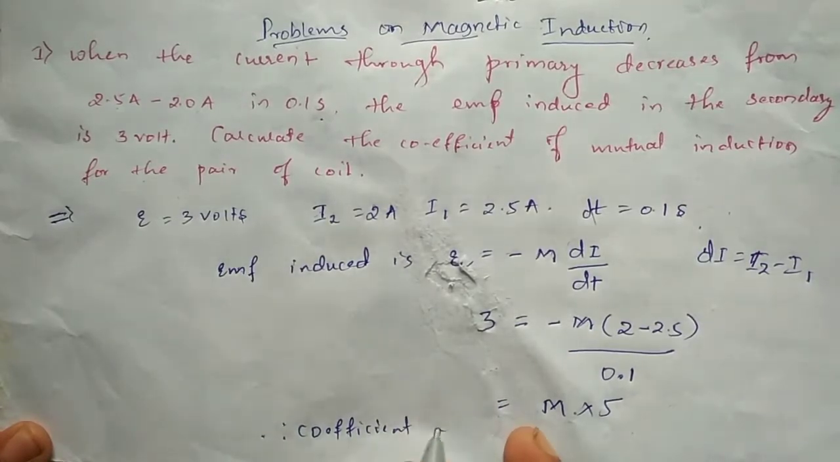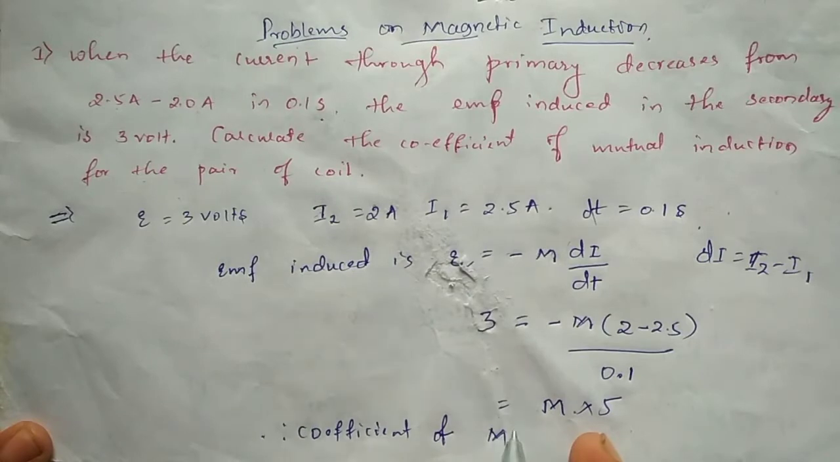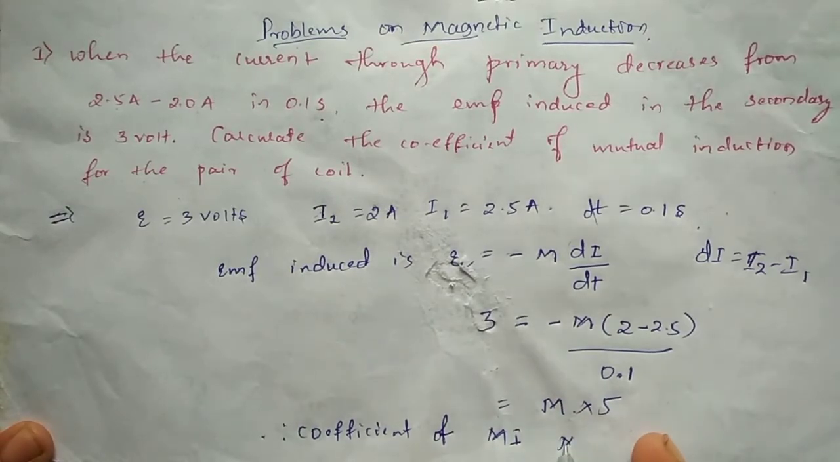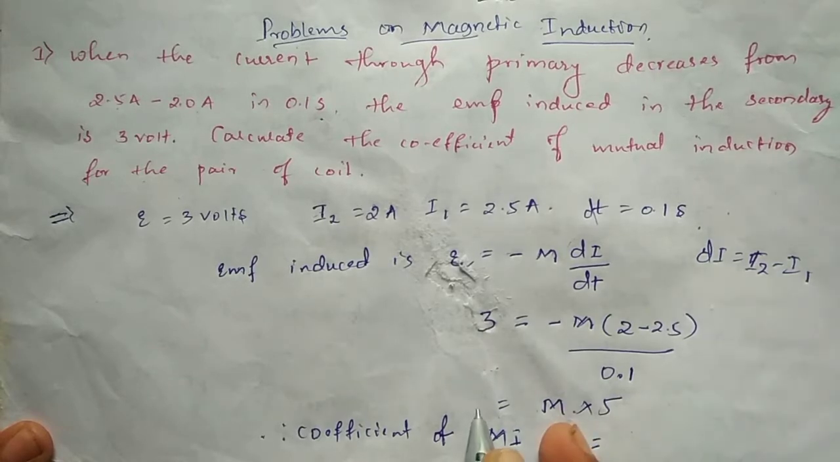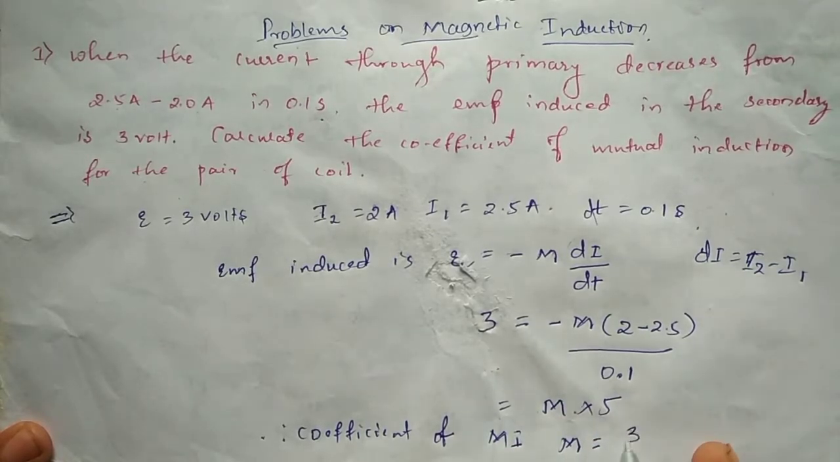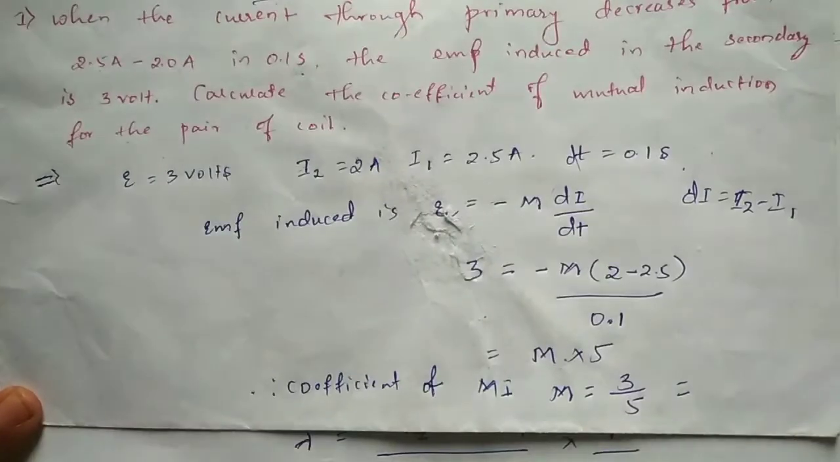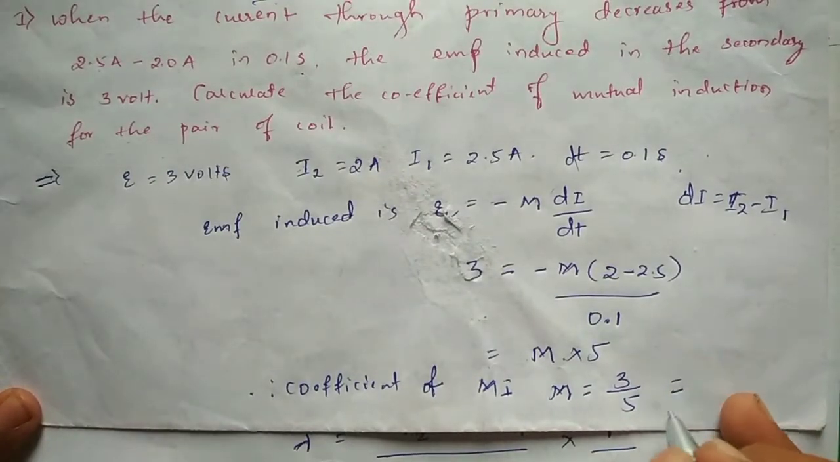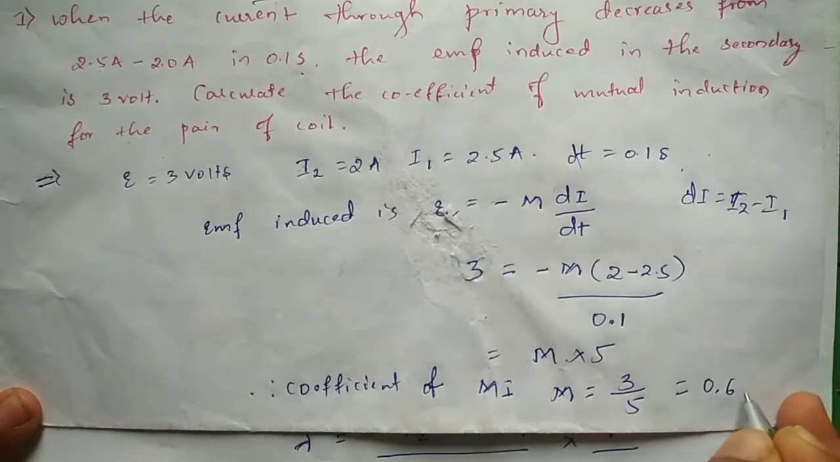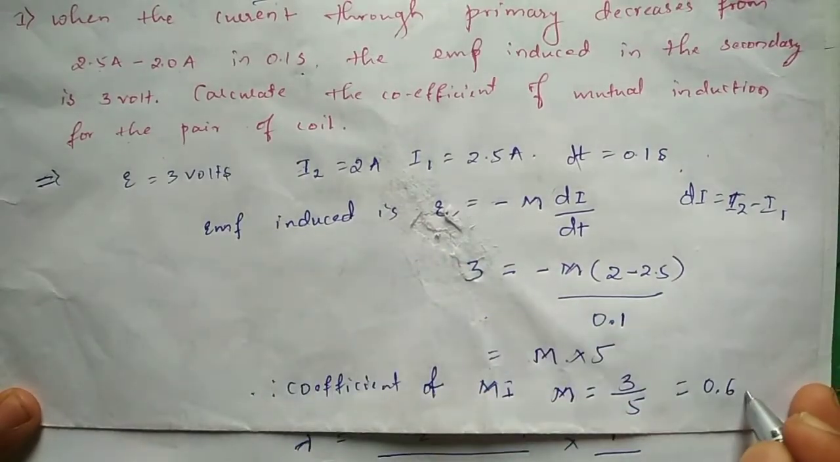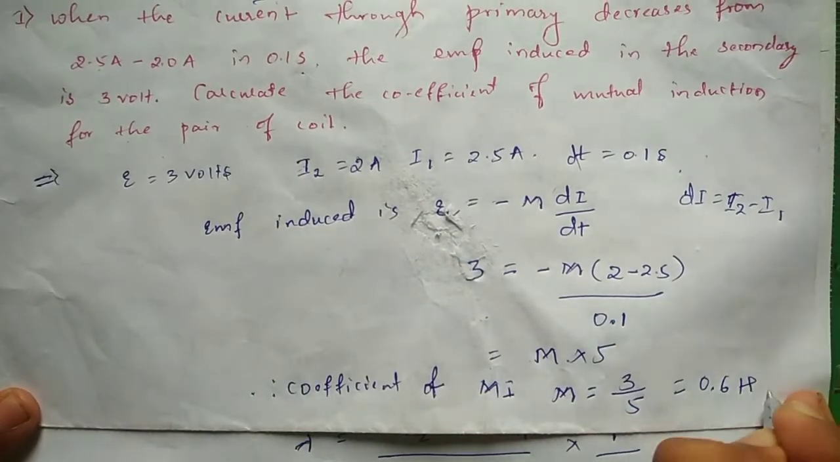Therefore, for the coefficient of mutual induction, M is equal to 3 divided by 5, taking the 5 to this side. So 3 divided by 5 is equal to 0.6, and the SI unit of mutual inductance is Henry.